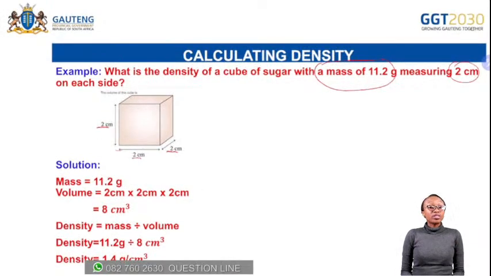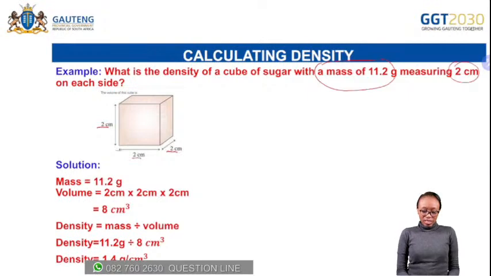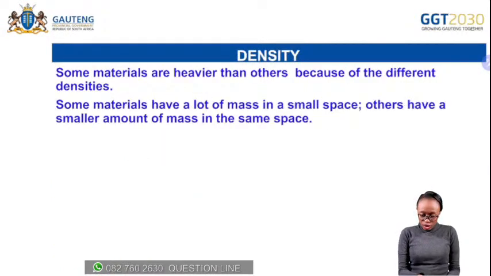Welcome back, grade 8. I hope you had enough time to copy down this example. Some materials are actually heavier than others because of their different densities. Some materials have a lot of mass in a small space, and others have a smaller amount of mass in the same space. If you remember that wood, water, and iron cube example that I gave earlier, the iron was the heaviest amongst the three, although all of them had the same volume.